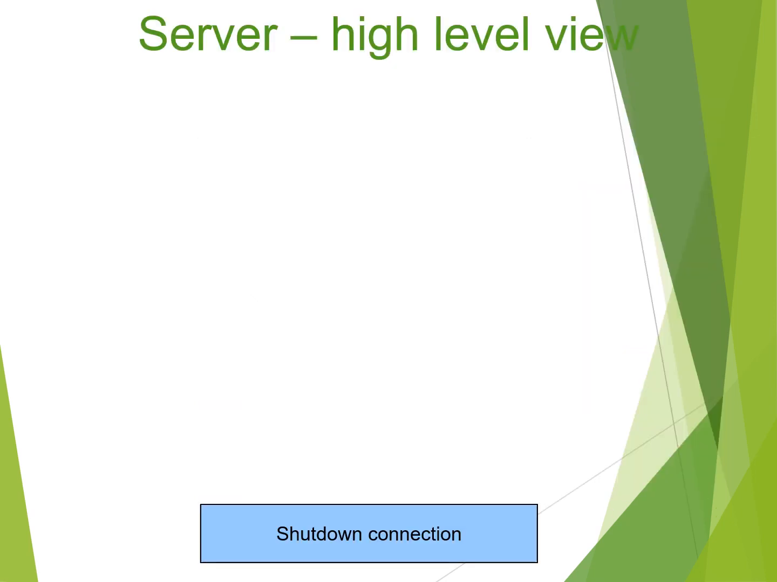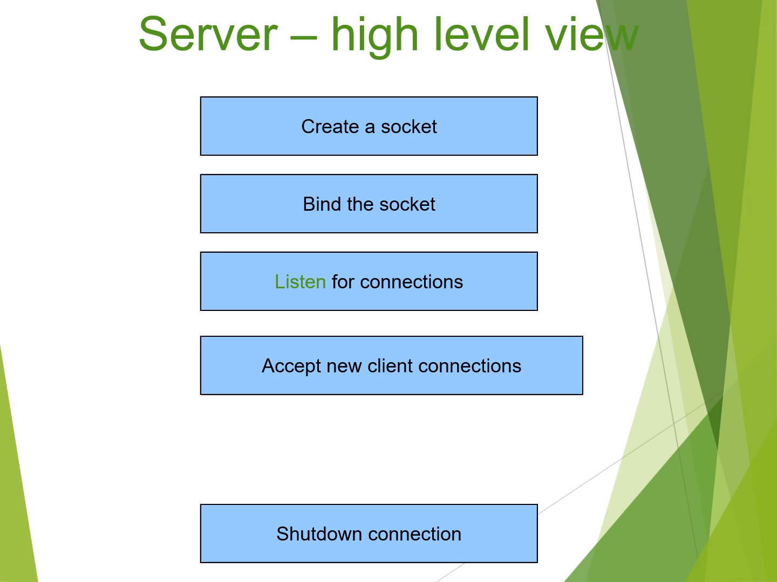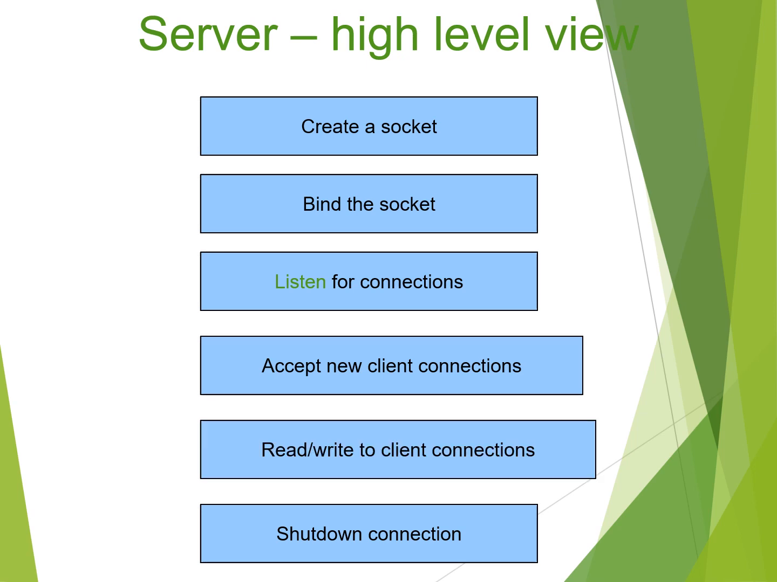And then this is the server high level view. The first thing we see here is to create a socket, and after that we bind the socket and listen for connections, then accept new clients, then read and write to the client connection, and lastly shut down the connection. I already told you that first we need to create a socket, and next we go for the bind function. The bind system call can be used to assign an address to the socket. And the listen function is used so that the connection oriented server indicates its readiness to receive connection requests by calling listen. And then accept, and the last is read and write on the connection, and then shut down.